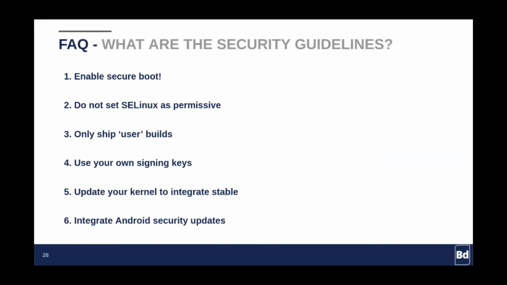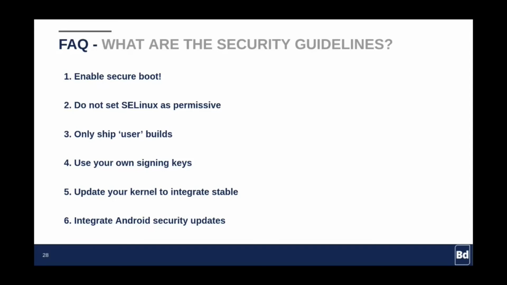Also, sometimes I get some security questions, so I wanted to give quick guidelines. It's going to sound obvious for many of you, but trust me, many people don't do that, and I just want to make sure that everybody does. First thing first, for your chain of trust, is to enable the secure boot. Have SELinux as enforcing, not permissive. Only ship user builds, not userdebug. You don't want people to be able to use su and stuff like that.